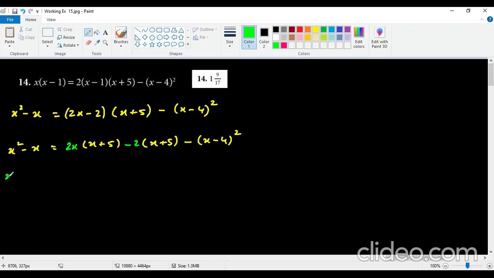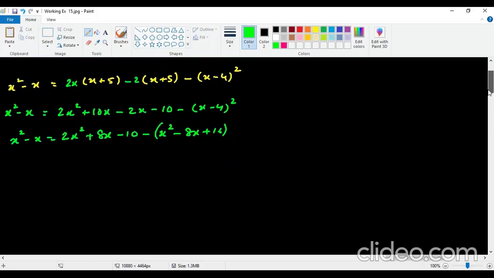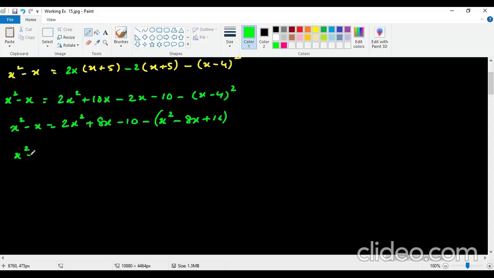So x square minus x equals 2x square plus 10x minus 2x, and minus times plus is a minus, 2 times 5 is a 10, and keep this one as it is for now. So x square minus x, and this is going to give us a 2x square, and plus 10x minus 2x is going to give us 8x and minus 10. Now is the time to expand this bracket. This is going to give us x square minus 8x in the bracket, and then plus 16. Now, since this is a subtraction, we'll change the sign, and this is going to be x square minus x, and 2x square plus 8x minus 10 minus x square plus 8x, and minus times plus is a minus 16.